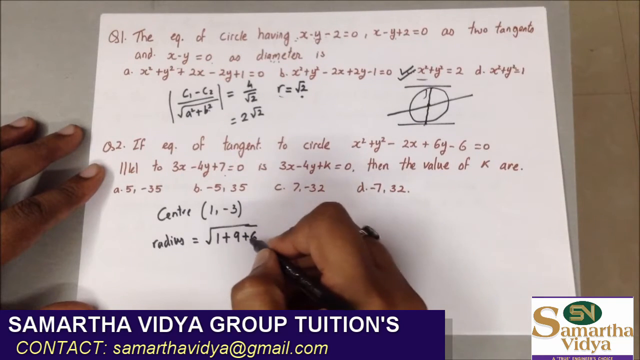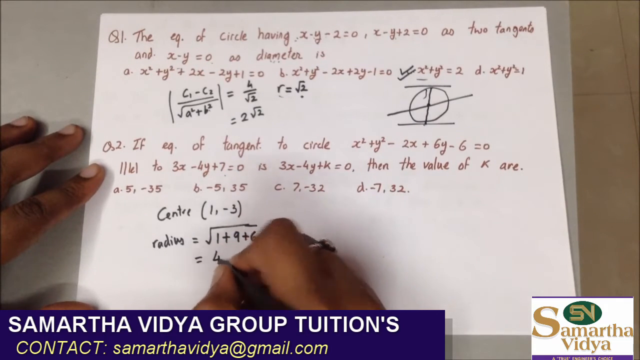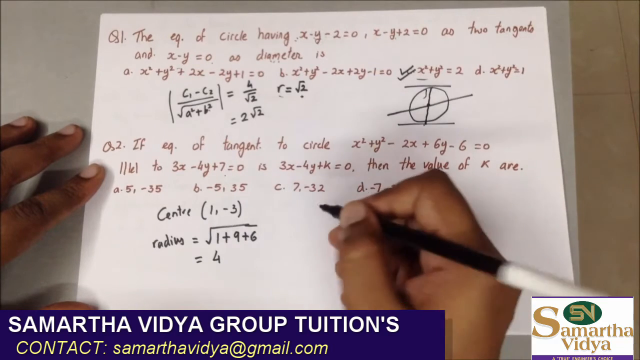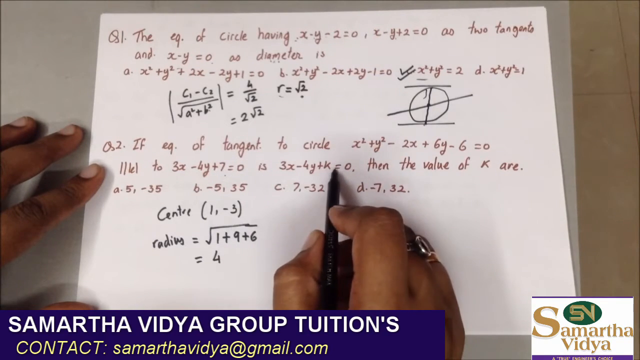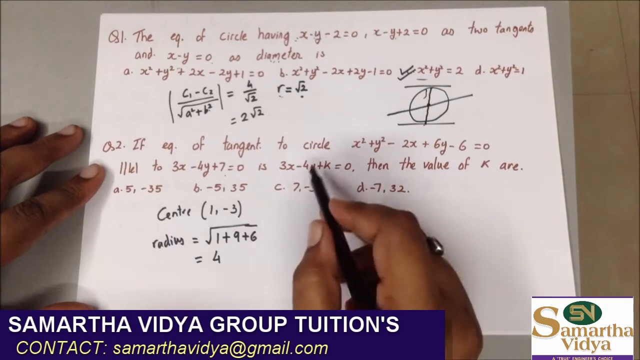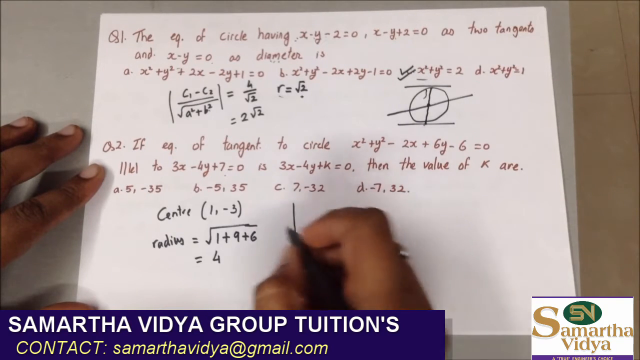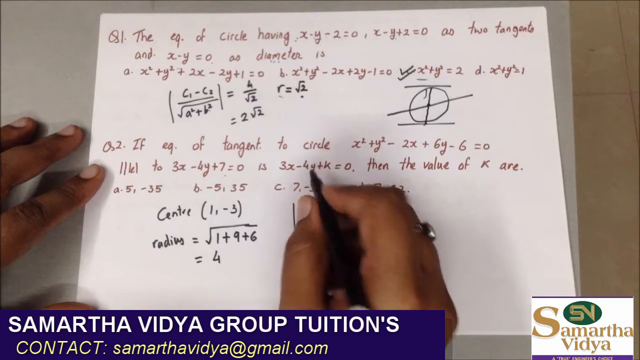So that is nothing but 16. So we are getting the radius as 4. After this we need to find the distance of this line with the center. So using the distance formula, we'll be just substituting the values of x and y in this.